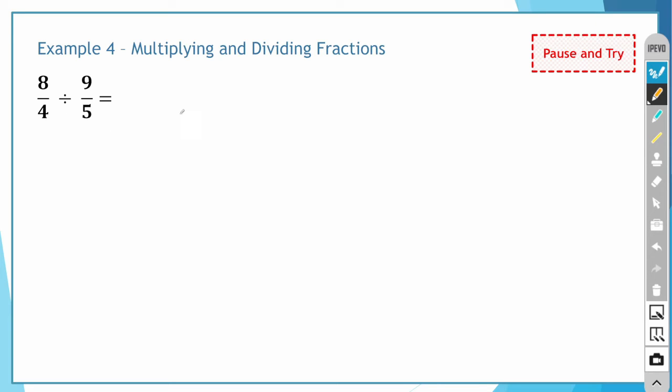So here we have example 4, and we've got 8/4 divided by 9/5. This is going to be another pause and try question, so I'm going to give you a second to pause the video. If you tried it out and you got the answer 1 and 1/9, then fantastic, good job, you got the correct answer. And for those of you that didn't, we're going to go through it together now.